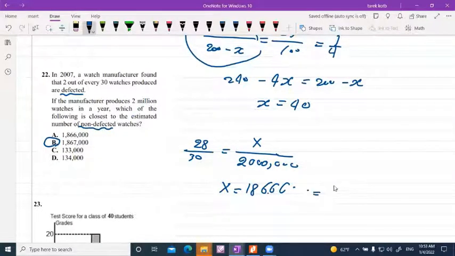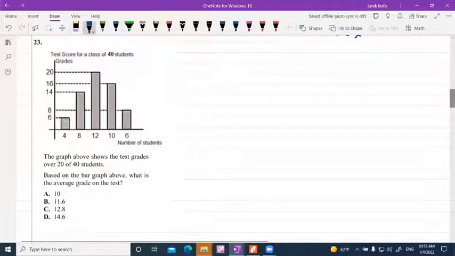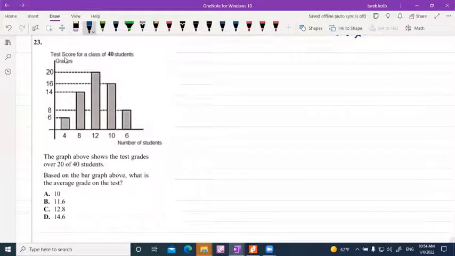Number 23, look at this graph. Here are the grades, and this is the number of students. Actually, this graph is overlapped. It should be grades here and the number of students here. Frequency should be here and the grades should be here. Take care. The graph above shows the test grades over 20 of 40 students.